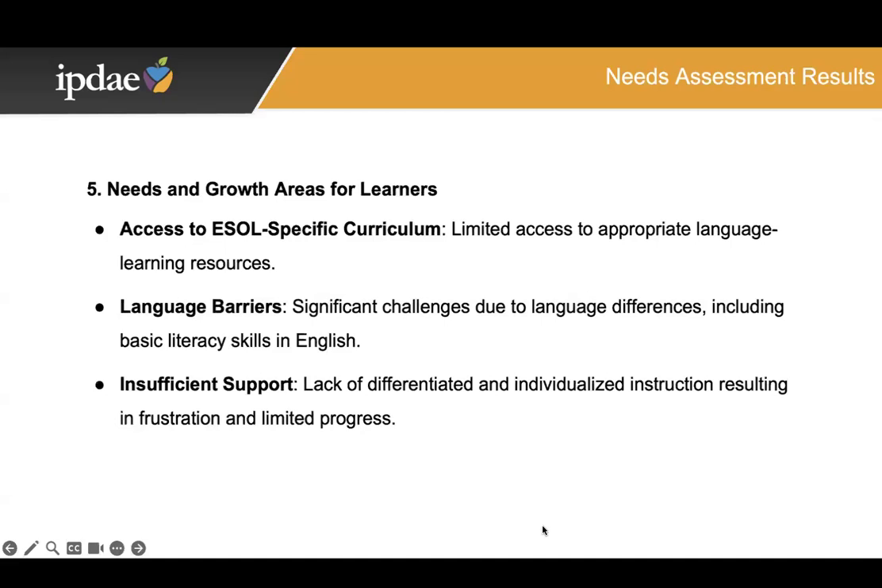Needs and growth areas for learners. So access to ESOL specific curriculum. Through the needs analysis, they indicated a limited access to appropriate language learning resources. Again, language barriers, significant challenges due to language differences, including basic literacy skills in English. So not just a difference in language, but also understanding of these basic literacy skills that are needed. And insufficient support. So lack of differentiated and individualized instruction resulting in frustration and limited progress. Again, all areas to address in professional learning.